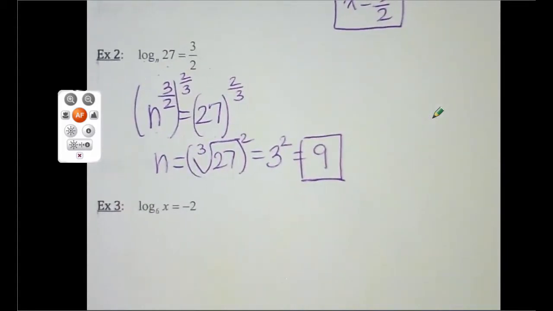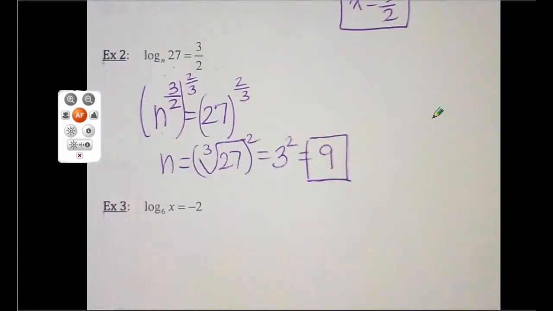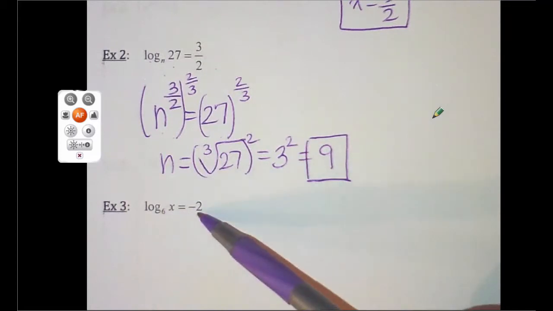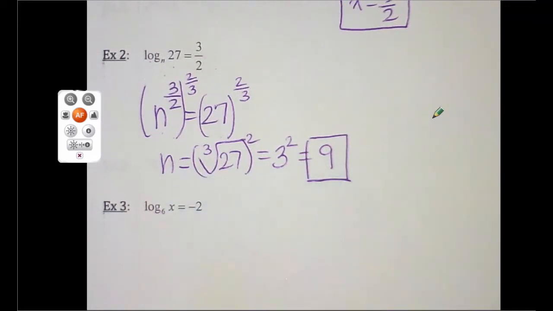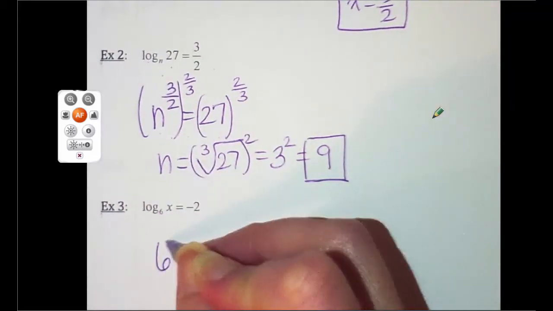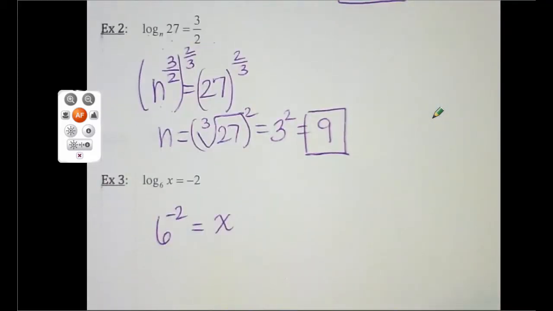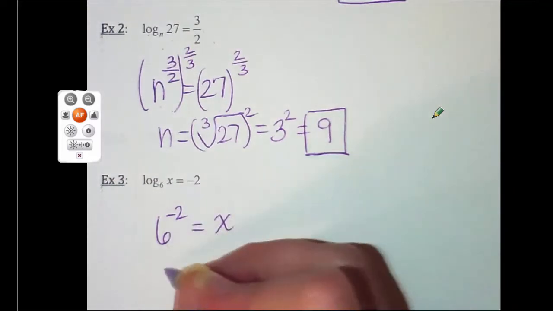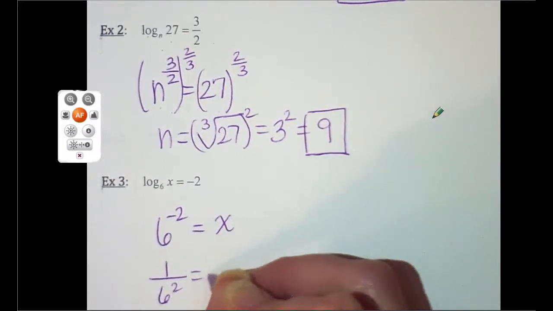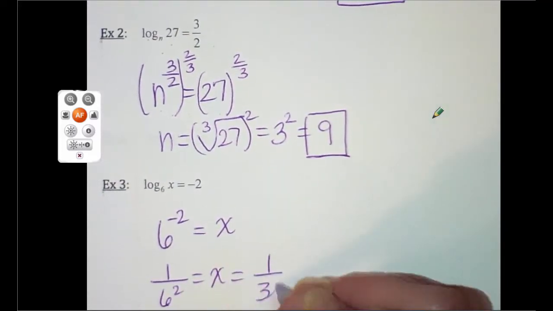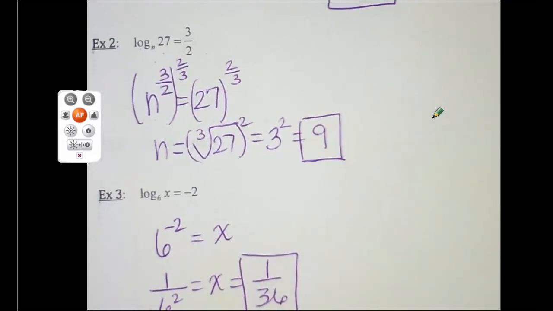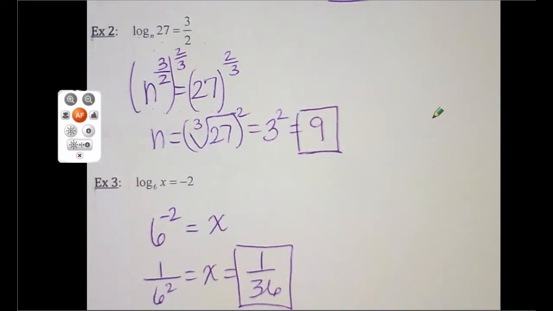In our last sentence style for a logarithmic equation, I have negative 2 is the exponent on 6 that gives me x. Just clean that up. 6 to the negative 2 means 1 over 6 squared, which is 1 over 36. And you're done. So when you see a log equation, don't panic. Read your sentence and go from there.